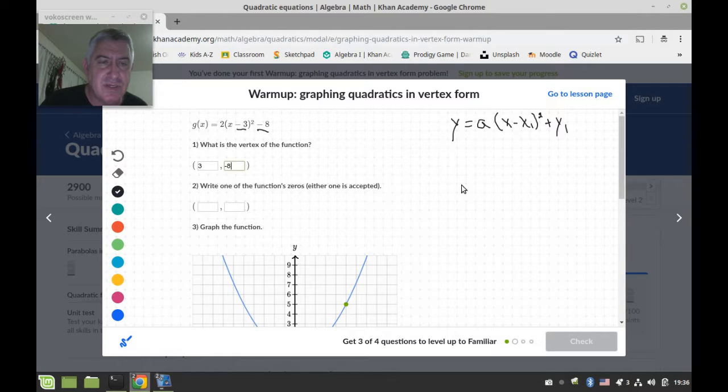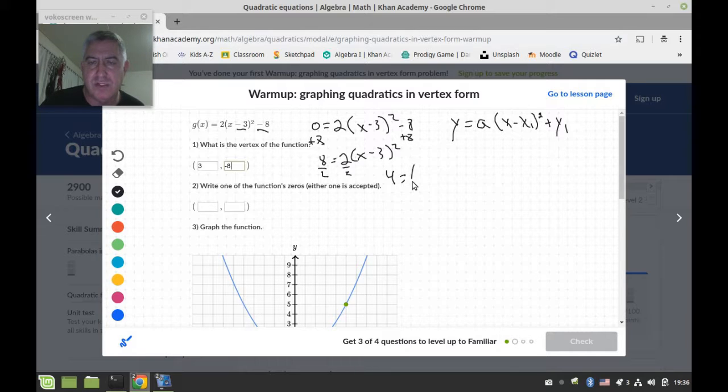So then we want to figure out what the zeros are. To find the zeros, we set that equal to 0. So here I have 0 equals 2 times x minus 3 squared minus 8. I'm going to add 8 to both sides. I'm going to have 8 equals 2 times x minus 3 squared. I'm going to divide by 2 on both sides, and I'll have 4 equals x minus 3 squared.